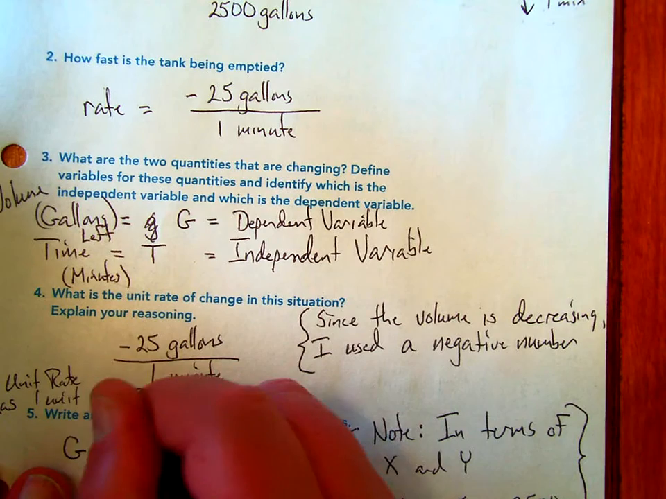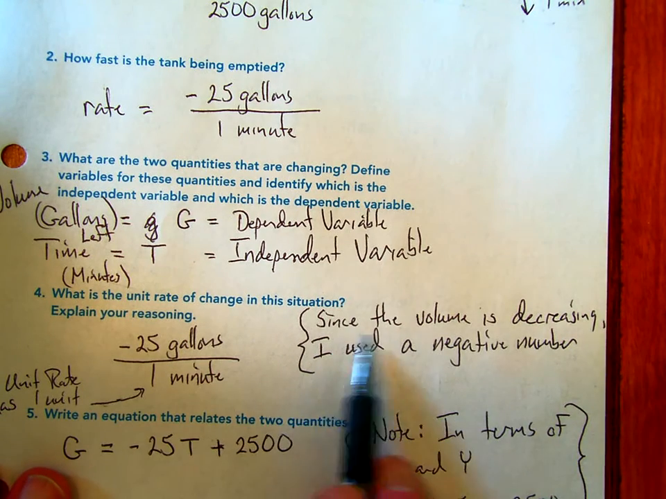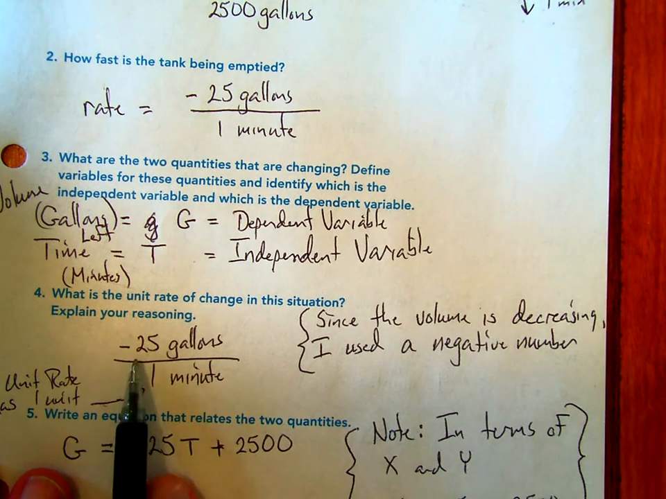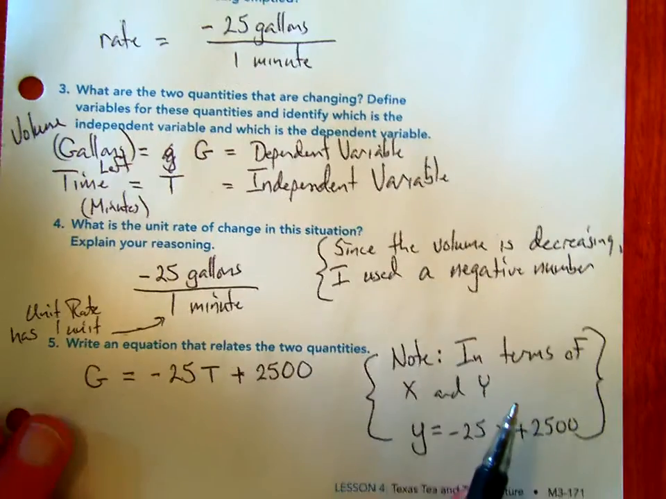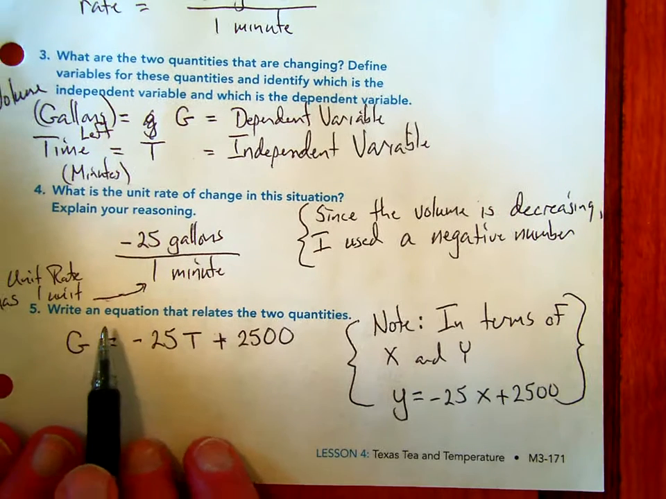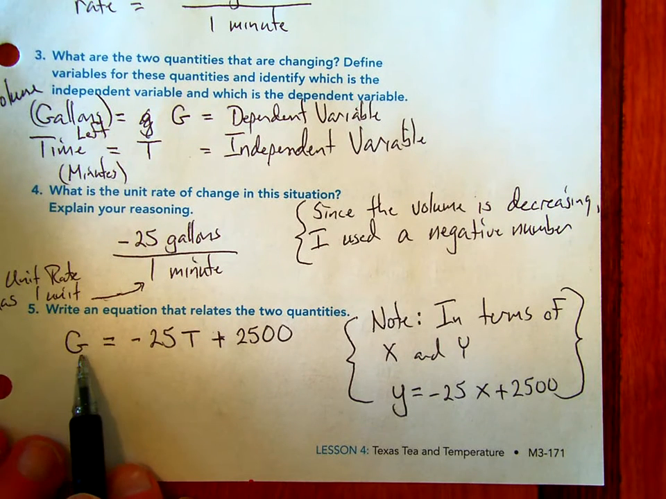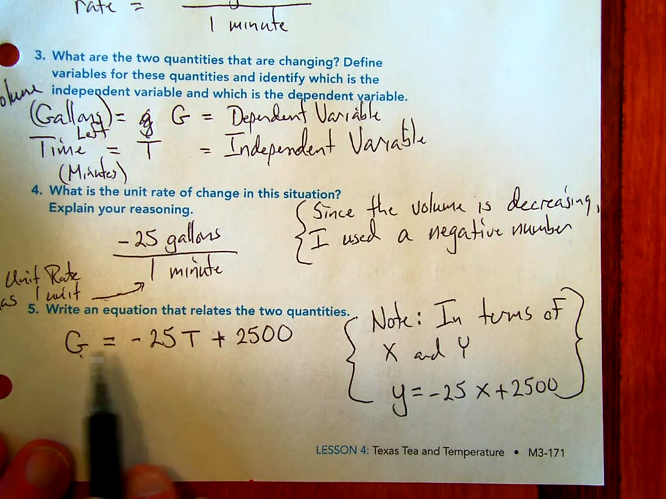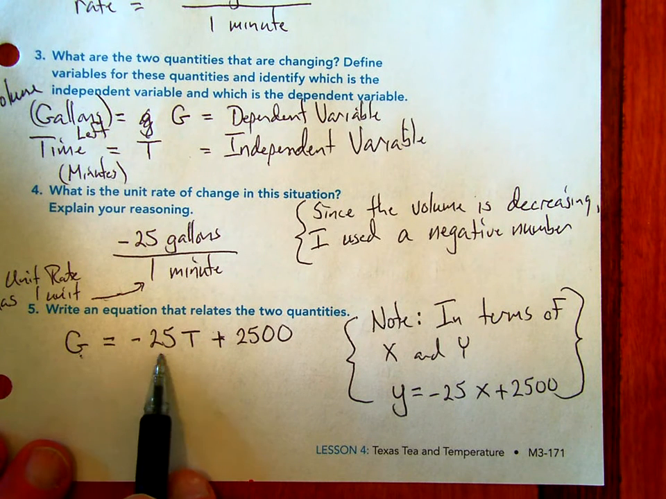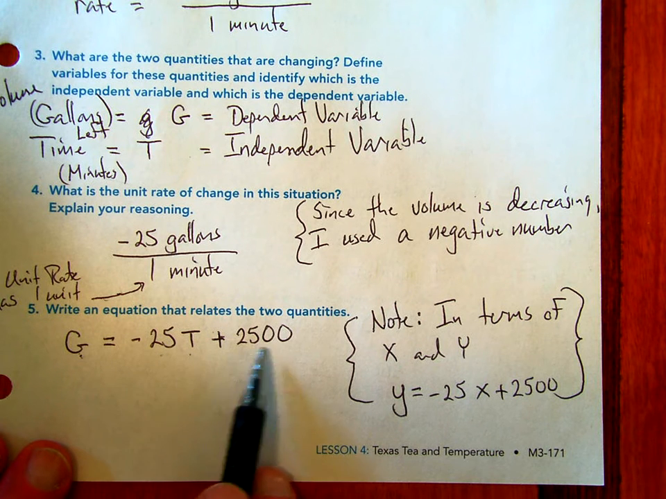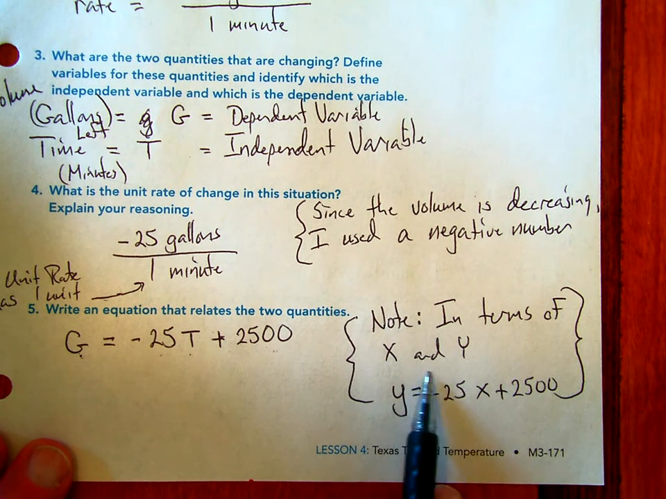Has 1 unit in the denominator, and since the volume is decreasing, I used a negative number. Write an equation that relates the two quantities. The volume in gallons remaining is the 25 gallons that are emptying every minute from the 2,500 that it started with when I got here. Now, again, note, in terms of y and x, output is negative 25x plus 2,500. I can change the variables.